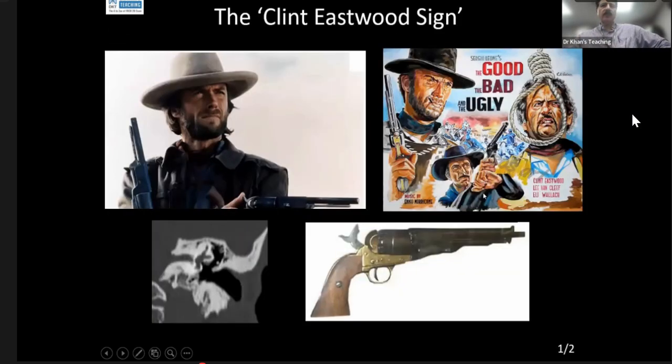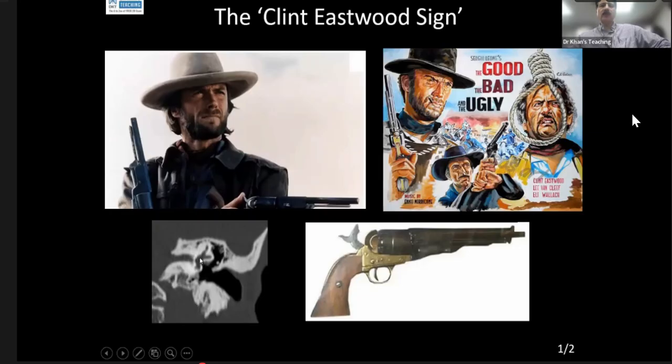This is what I call the Clint Eastwood sign. This is the old movie from 1966, The Good, the Bad and the Ugly. This is his revolver, a .357 Magnum, and this is the barrel. This barrel should touch bone. This is the hammer. This is the superior semicircular canal.